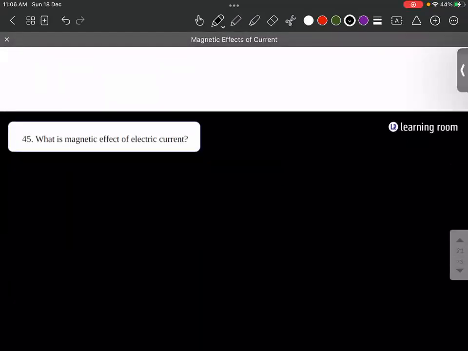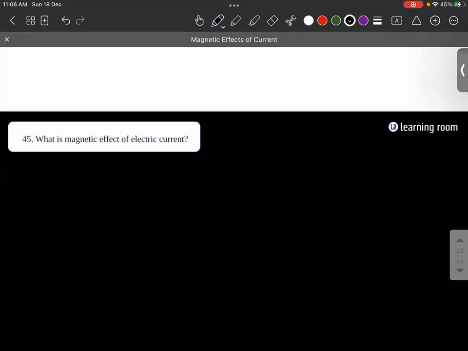What is the magnetic effect of electric current? The field exerted by the magnet is known as magnetic field. Simple. As the name suggests, when electric current is passed through conductors, a magnetic field is generated around it. That's called the magnetic effect of electric current.